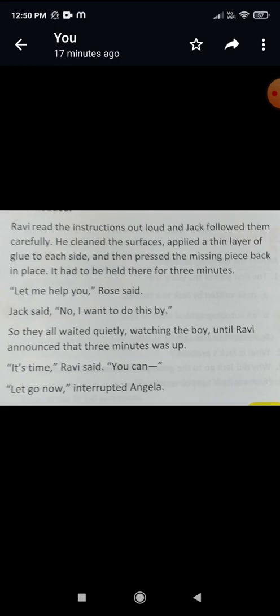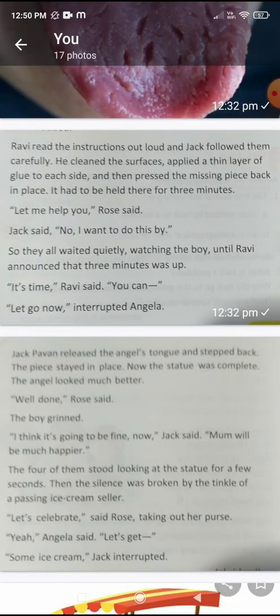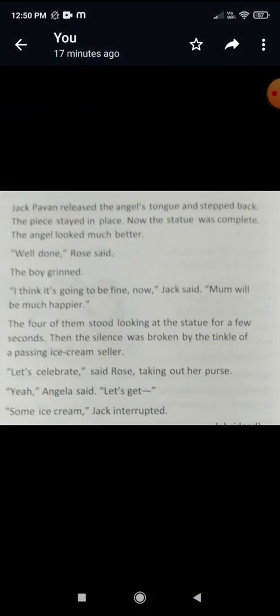Let's go, interrupted Angela. Now, Jack released the angel's tongue and stepped back. The piece stayed in place. That means what? The piece that was broken, which was fixed up now. It was a complete statue now. The angel looked much better. That is, the angel looked nice now.